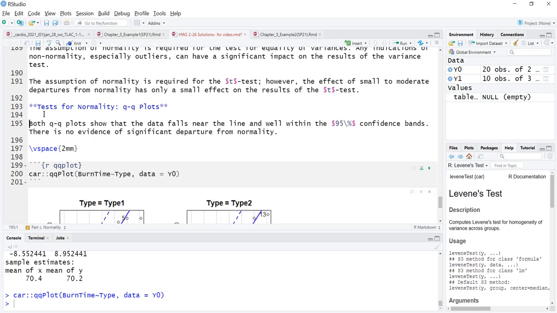Now, the thing is, we didn't cover a formal test for normality. There are some tests. The Shapiro-Wilks test is the most common and probably the most robust test to use, highest power and that sort of thing.